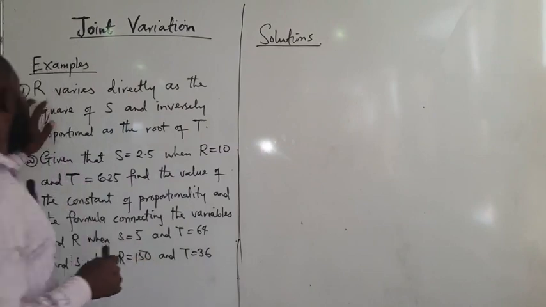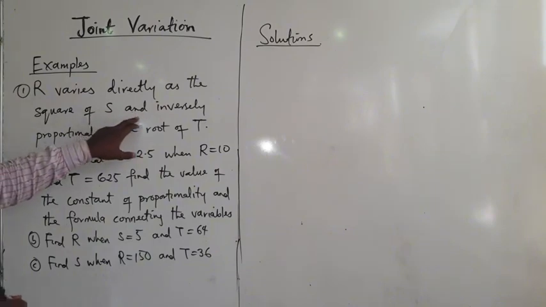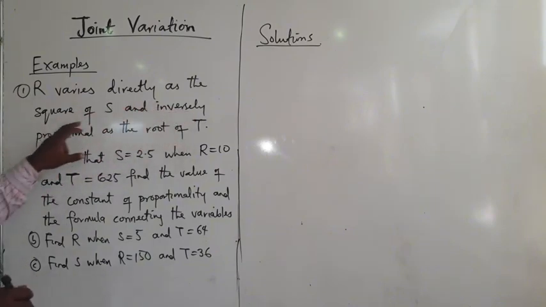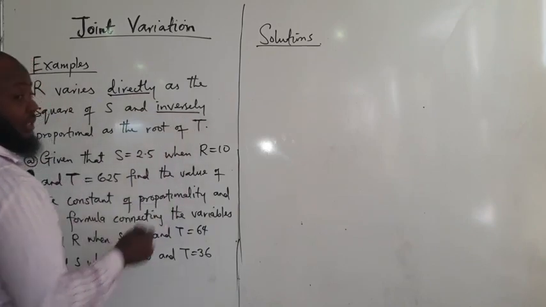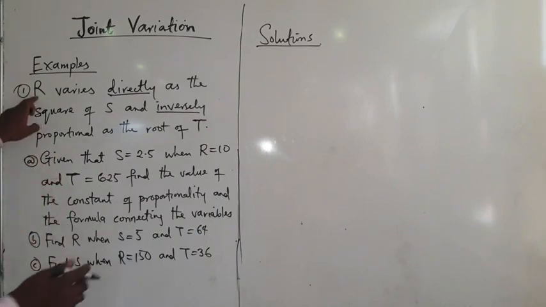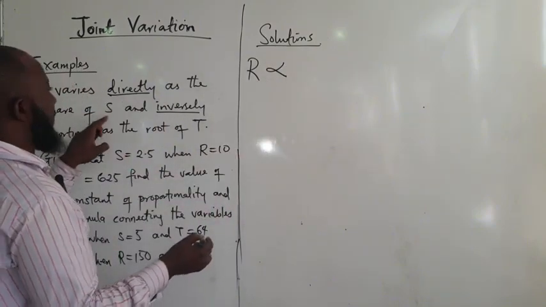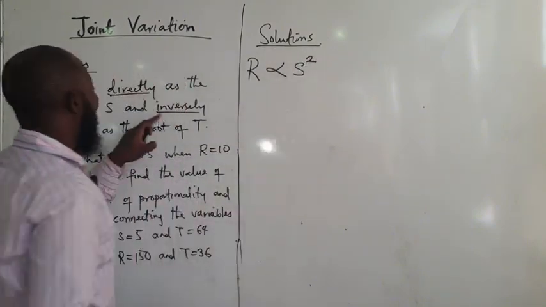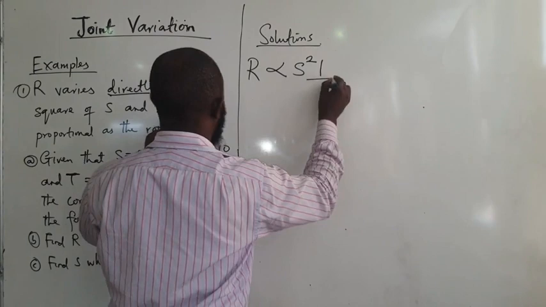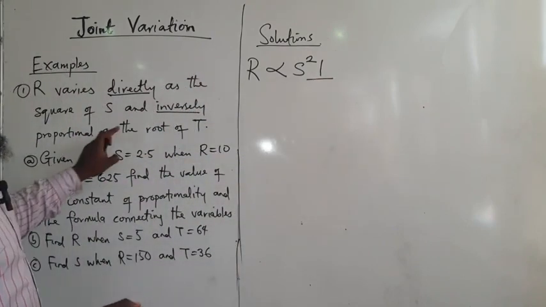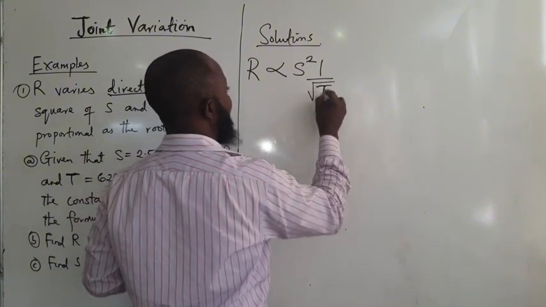So we have R varies directly as the square of S and inversely proportional as the root of t. You can see we have direct relation and inverse relation being combined. So R varies directly as the square of S, that is S squared, and inversely means 1 over, inversely proportional as the root of t. That is square root of T. That's the interpretation of it.